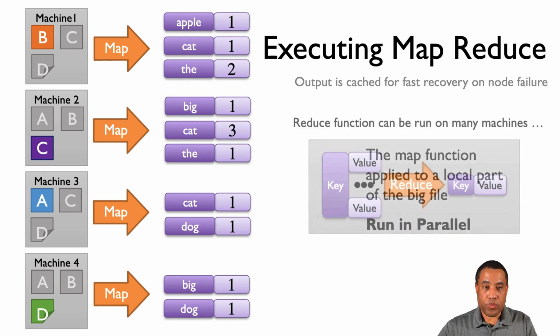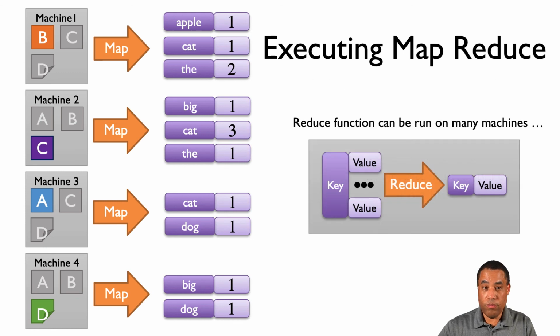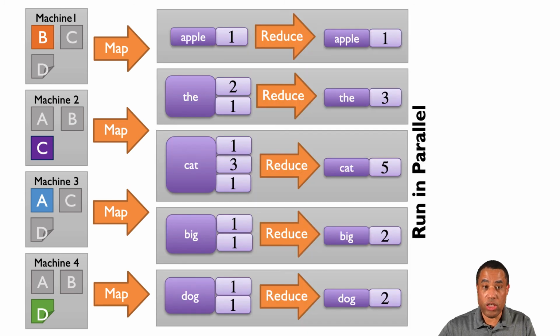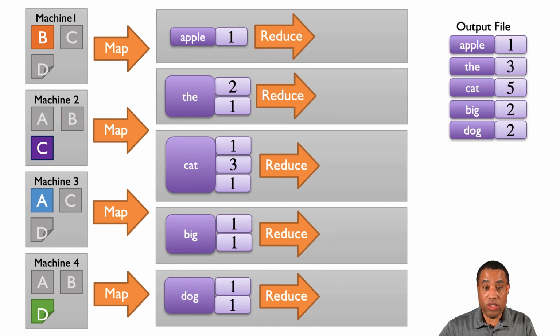All right. So the reduce function, we can run that on many machines also. And so here we're running the reduce function in parallel. We take all the key value pairs associated with the key apple and reduce that. We take all of the key value pairs associated with the and reduce that. Same with cat, same with big, same with dog. All of these run in parallel. And so we're going to get the output: apple 1, the 3, cat 5, and so on.